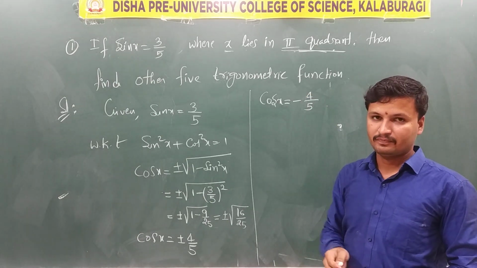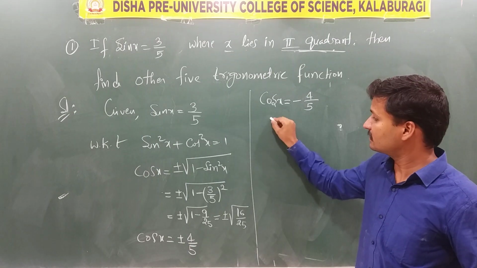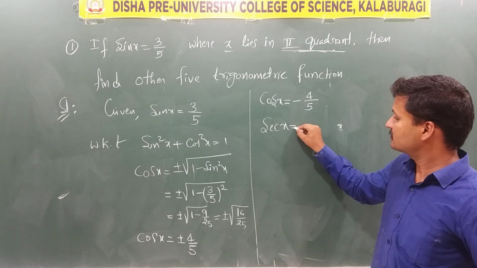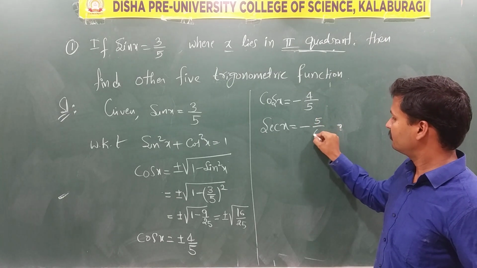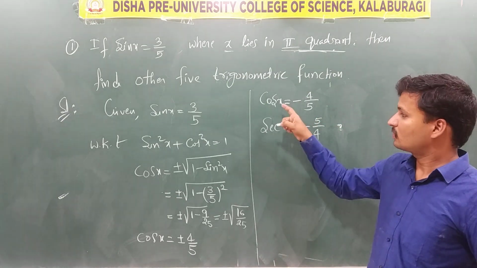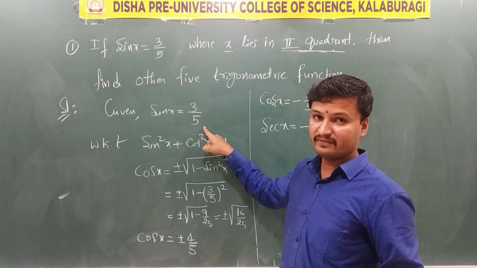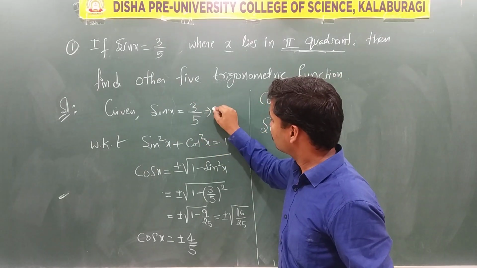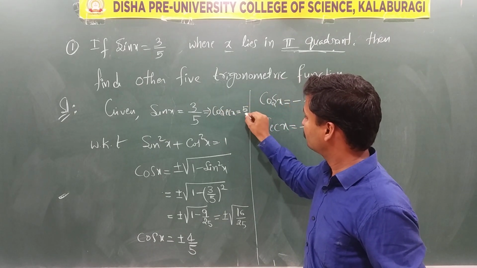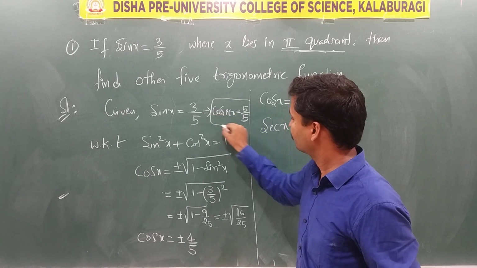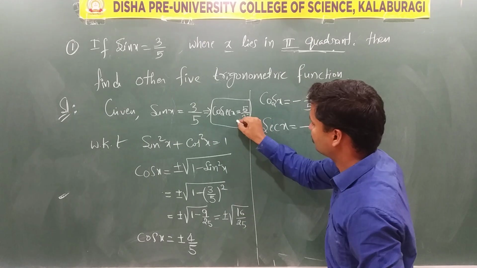This is cos x. If we know cos x, then obviously we know secant x, that is the reciprocal. Secant x is equal to minus of the reciprocal of 4 by 5, which is 5 divided by 4. So cos x we know, secant x we know. And here sin x is given 3 by 5, so obviously we know cosecant x. Cosecant x is equal to the reciprocal of 3 by 5, which is 5 by 3.